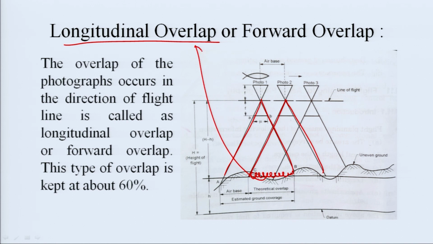The overlap of photographs that occurs in the direction of flight is called longitudinal overlap, this portion. And the minimum longitudinal overlapping which we use is about 60%.